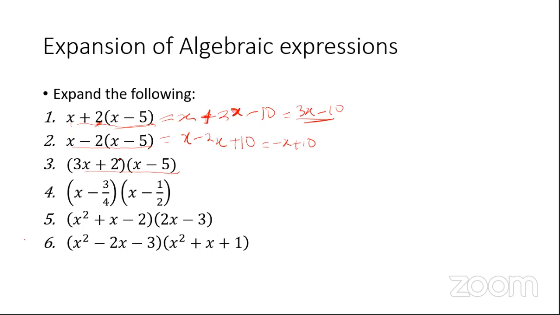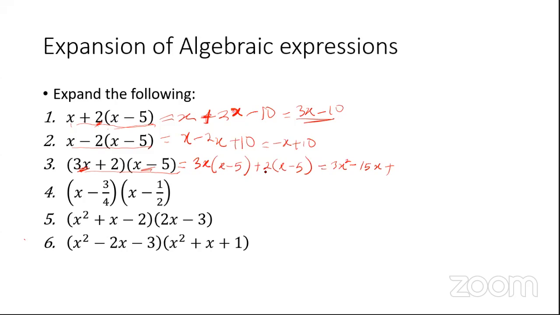But if it is now like this, you can see both of them have brackets. So it means that 3x has impact, and plus 2 we also multiply. When you want to expand this, 3x we multiply by x minus 5, then plus 2 we also multiply by x minus 5. So 3x multiplied by this will give us 3x squared minus 15x.